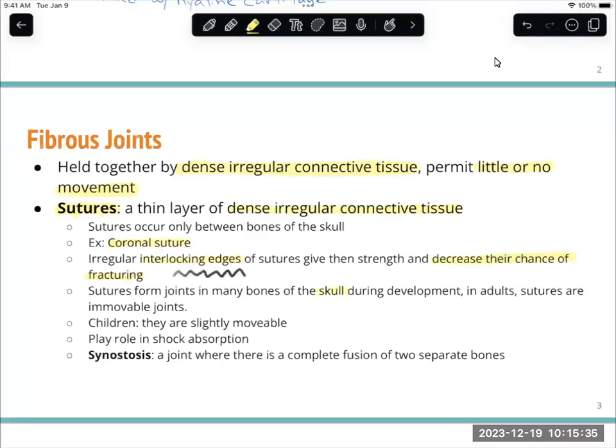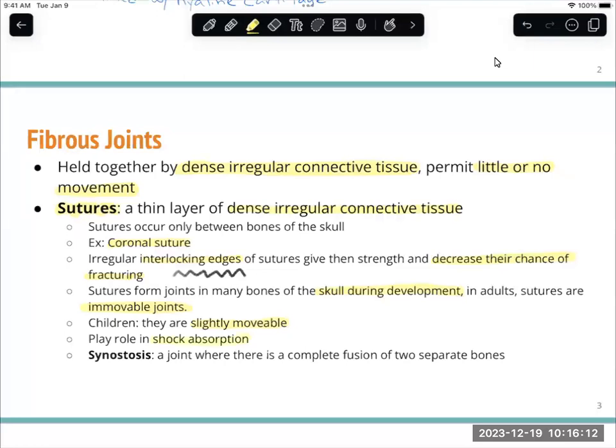So I mentioned the skull. And by the time you're an adult, those joints are immovable. They don't move at all anymore. In a child, they're still slightly movable because in a child, that skull is still growing. So it needs to allow for some movement as that child grows. Shock absorption. So they're helping to prevent damage to the brain.